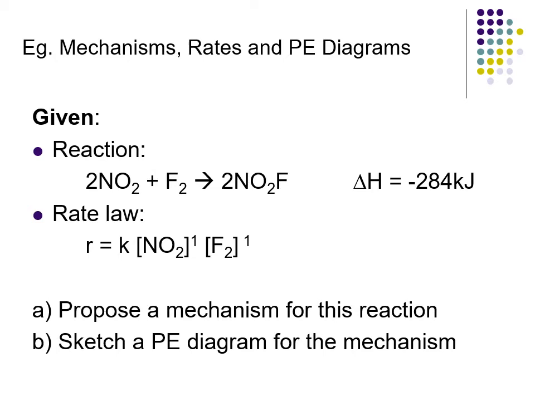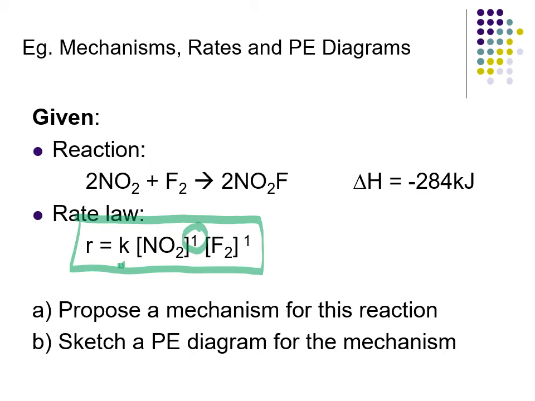If you were to solve for the rate law based on experimental data, you'd find out the rate law for this reaction is the rate is equal to the rate constant k multiplied by the concentration of NO2, and importantly, the exponent works out to be 1 for NO2.